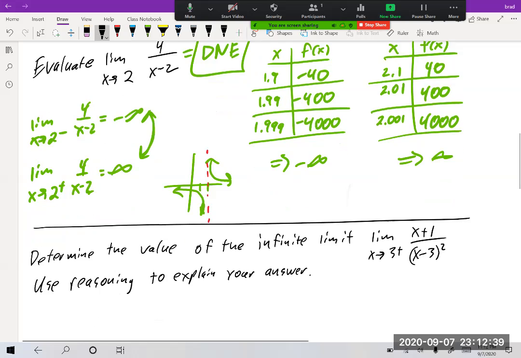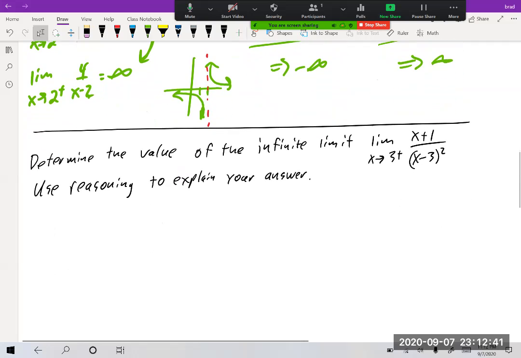So let's look at a little bit of a follow-up. It says determine the value of the infinite limit, the limit as x approaches 3 from the right of x plus 1 over x minus 3 quantity squared. Use reasoning to explain your answer.